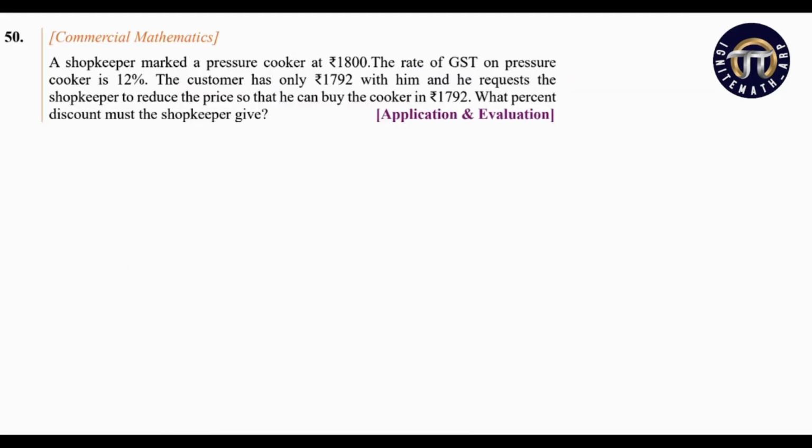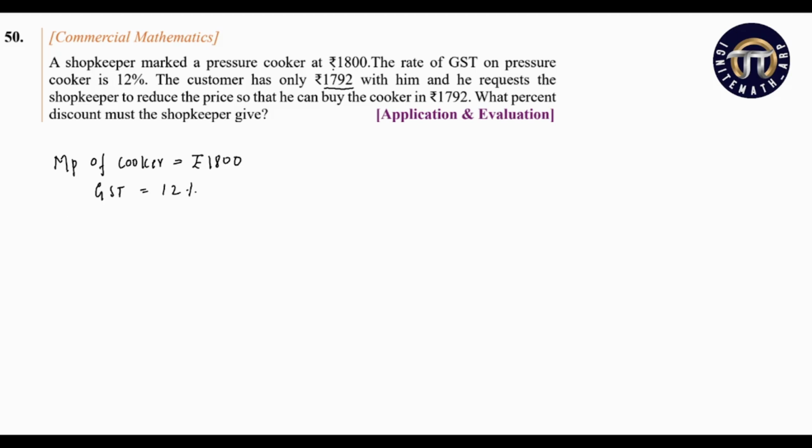So now let me take the very first question. A shopkeeper marked a pressure cooker at rupees 1800. So I can write the mark price of the pressure cooker is equal to rupees 1800, and the rate of GST is 12%. See here, the customer is demanding the shopkeeper to give the cooker to him for rupees 1792, including 12% of tax. So what percent of discount must be given by the shopkeeper to the customer?